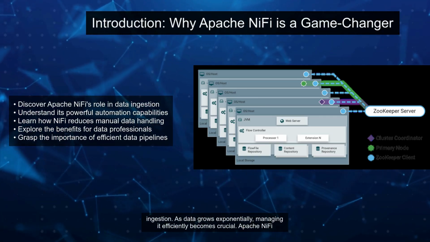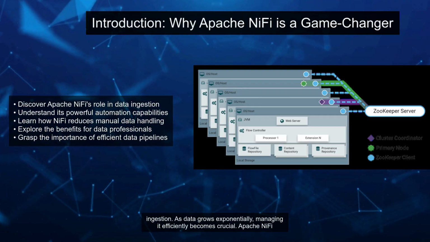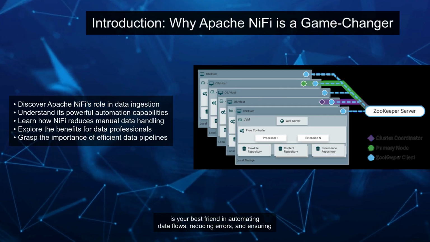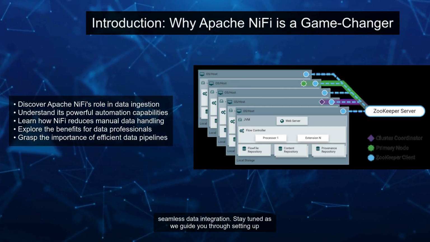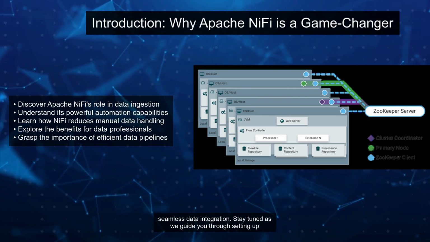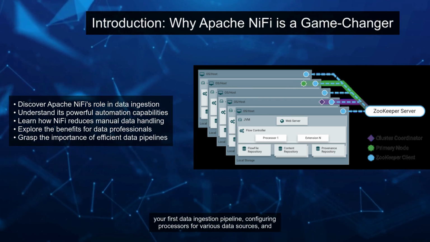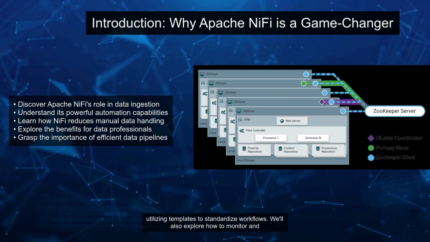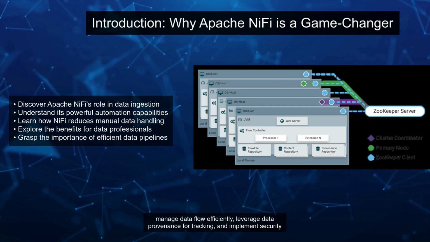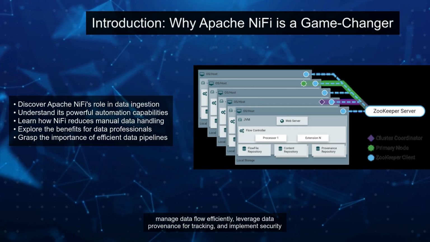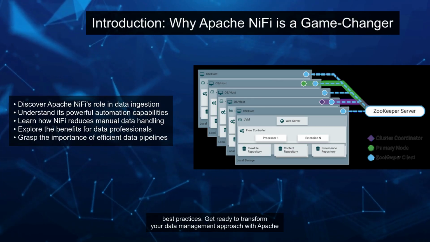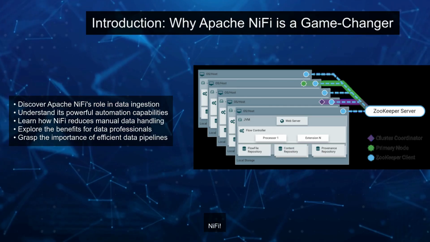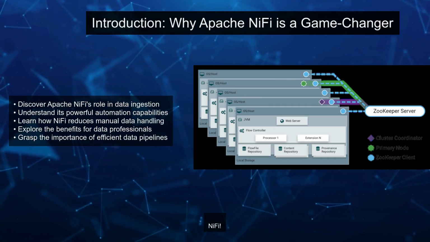As data grows exponentially, managing it efficiently becomes crucial. Apache NiFi is your best friend in automating data flows, reducing errors, and ensuring seamless data integration. Stay tuned as we guide you through setting up your first data ingestion pipeline, configuring processors for various data sources, and utilizing templates to standardize workflows. We'll also explore how to monitor and manage data flow efficiently, leverage data provenance for tracking, and implement security best practices. Get ready to transform your data management approach with Apache NiFi.